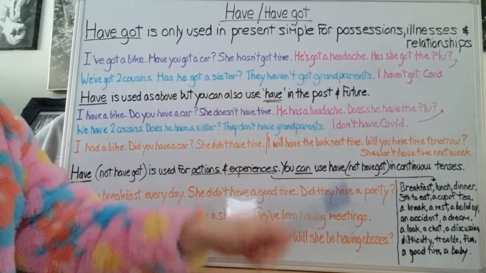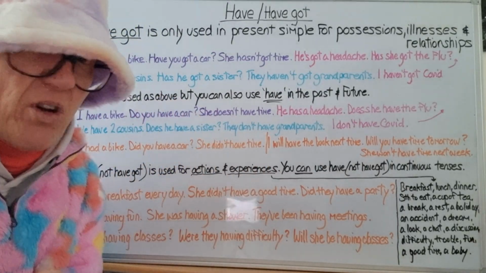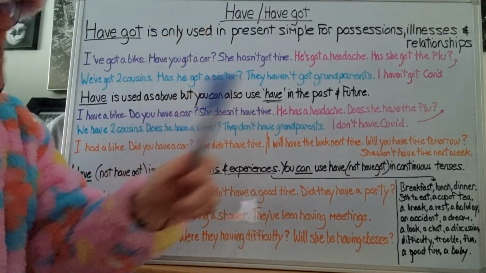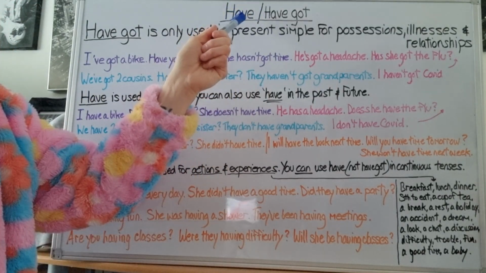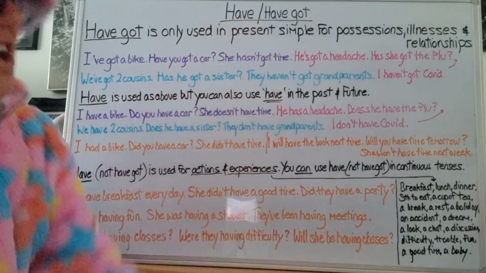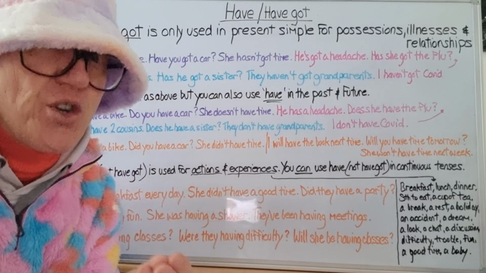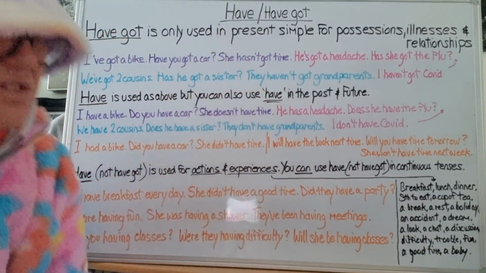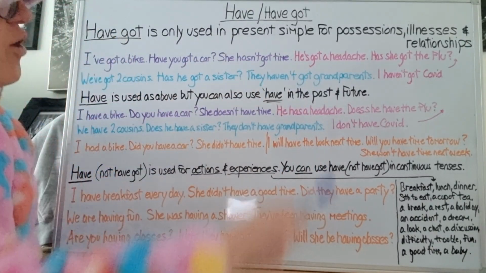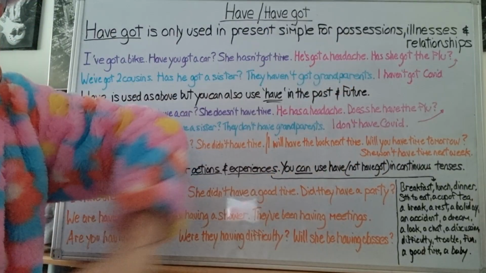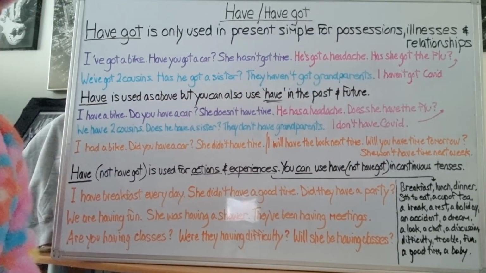So my advice to you lovely people watching, and all my students, is to use have rather than have got, unless you're absolutely sure you know how to use have got correctly. Only in present simple for possessions, illnesses, and relationships.